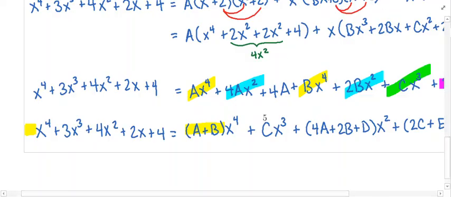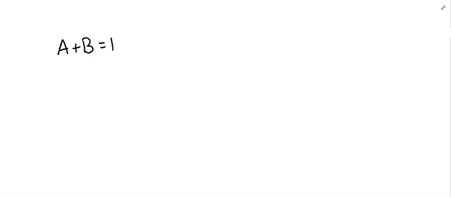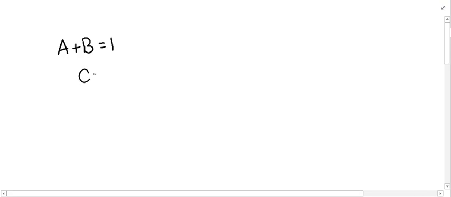And then let's compare the numbers in front of x cubed. 3 has to be the same thing as c. Okay, so that's really nice. Okay, so we're going to say that c has to equal 3. So that's actually one of the coefficients already.